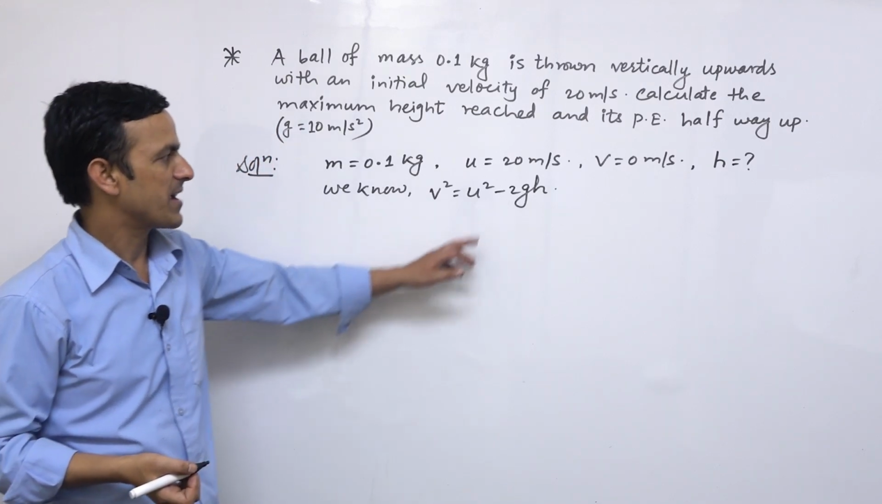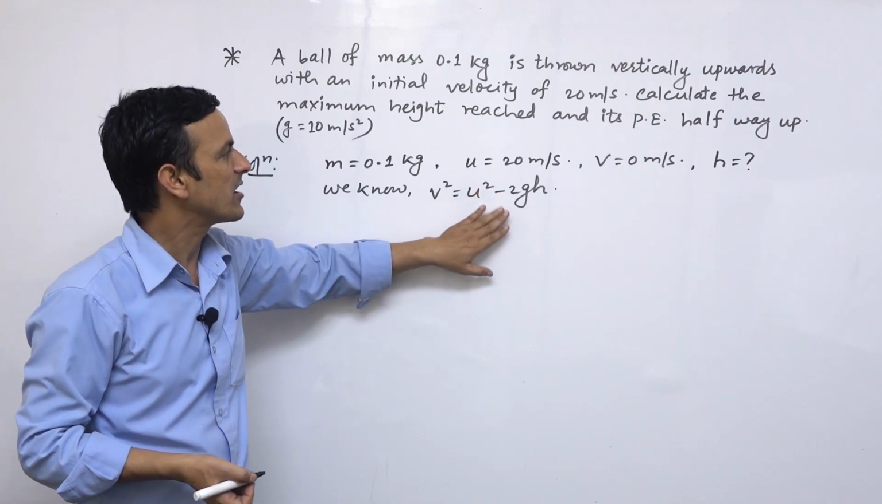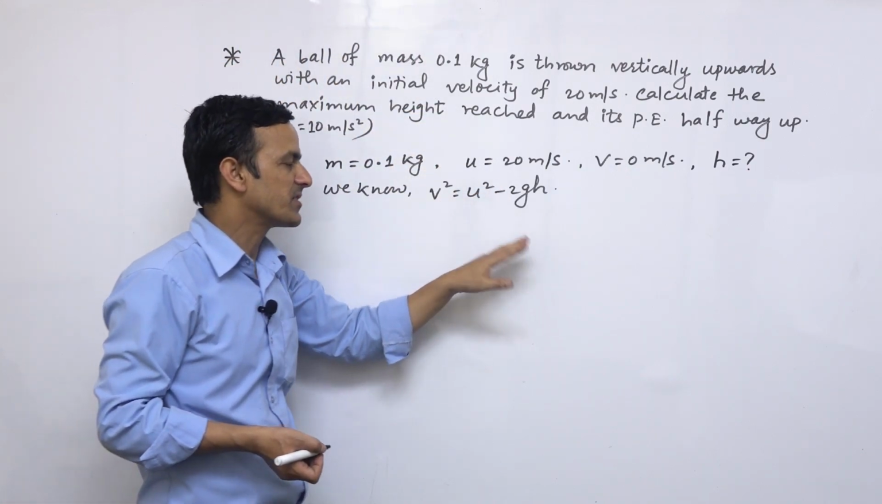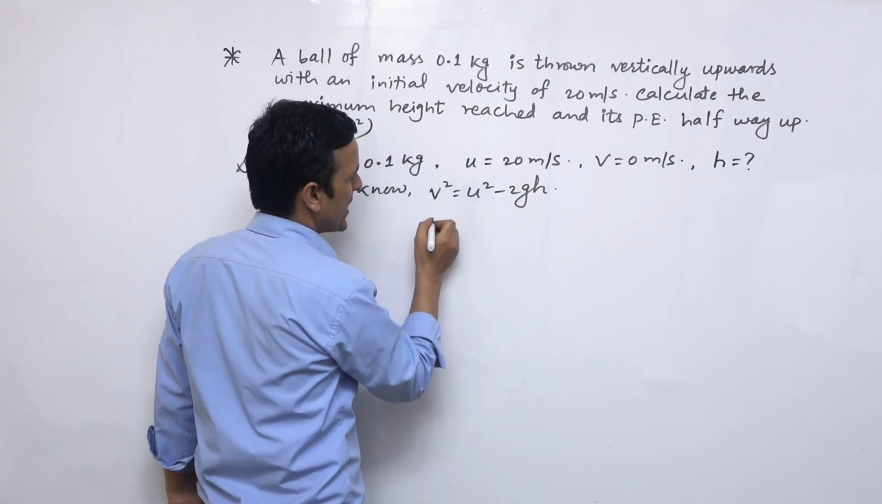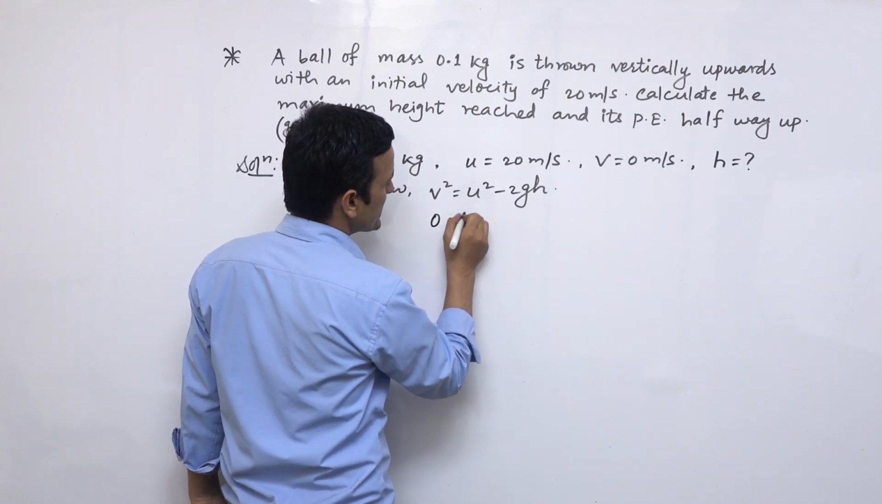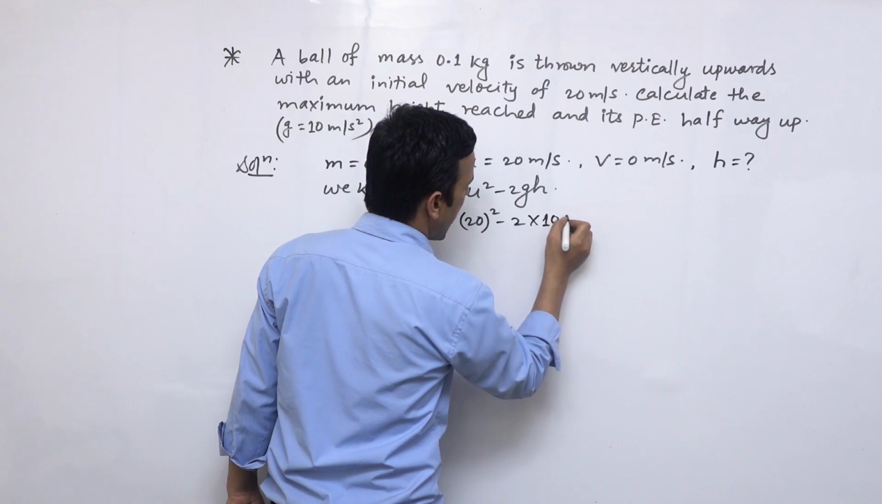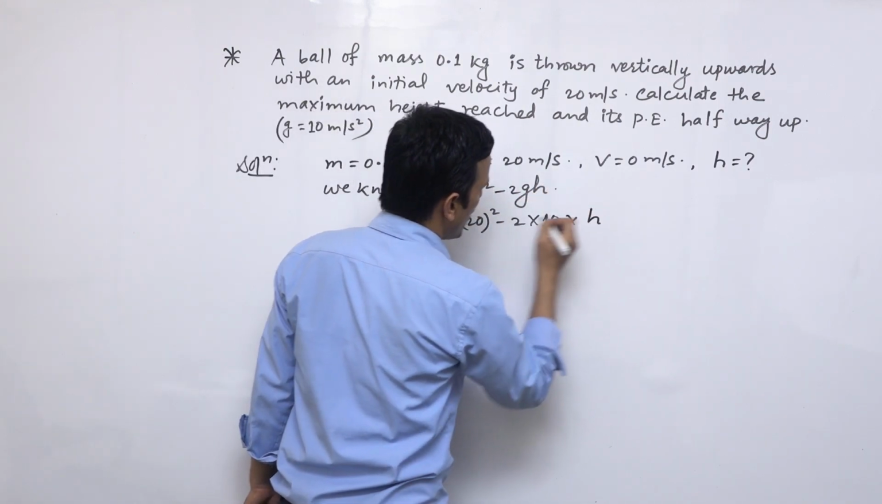Vertically upward फाल्दा हाम्रो यहाँ माइनस को फर्म आउँछ, माथिबाट तल ड्रप गर्दा प्लस, तलबाट माथि प्रोजेक्टेड अपवर्ड गर्दाखेरि if direction is upward from the ground then against the gravity it should be minus. So write down the 0. U square means it is 20 square and 2 into G means we have 10. Value of G is 10 and H means it is unknown.